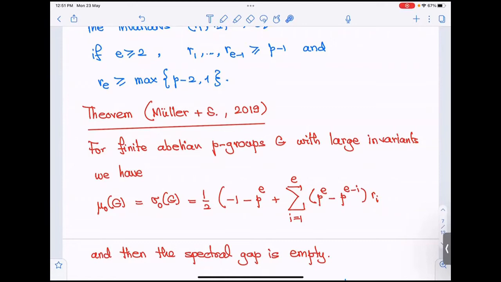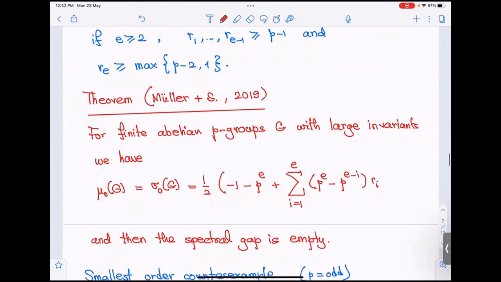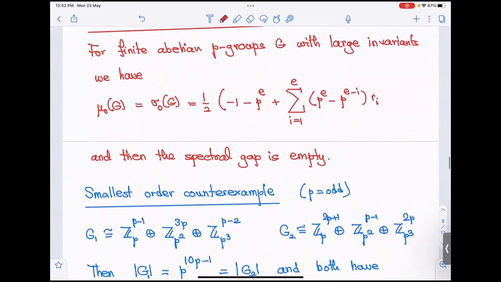So if one expects to find a counterexample, the idea should be to find two abelian p-groups with different invariants, which are both large. However, this particular quantity for both of them has to be the same. Both of them should have the same order and same exponent. Okay, so for example, let's take this one.